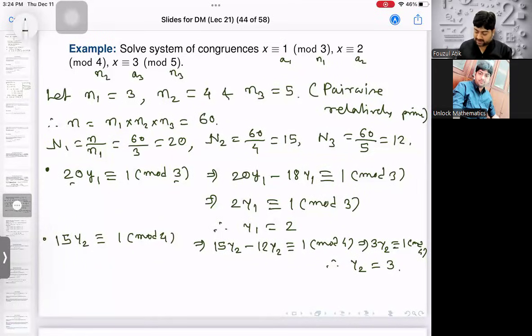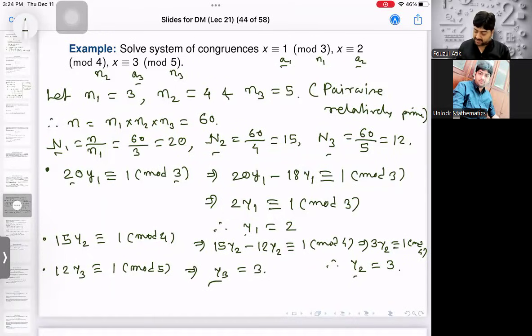Then similarly I have to find the other inverse, y3. What is y3? Y3 is 12 congruent to 1 mod n3, which is 5. Now the same way if you do, the y3 value will be 3, right? So I got a1, a2, a3, and n1, n2, n3, all I got, and y1, y2, y3 also I got. So then I got the final solution.